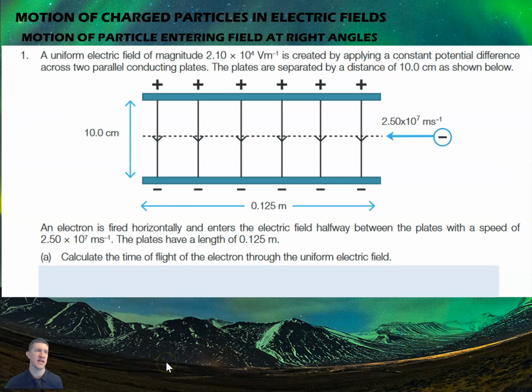So have a go at this problem here. You're given the electric field magnitude, and they're applying a potential difference across the plates to do that. They throw in this particle on the right, which is a negative particle, and it's an electron. So that's great. We know its charge, we know its speed. It's fired in at 2.5 times 10 to the 7 meters per second. And you know the length of the plates L is 0.125 meters. So calculate the time of flight for the electron through the electric field based on the equations that we've just talked about.